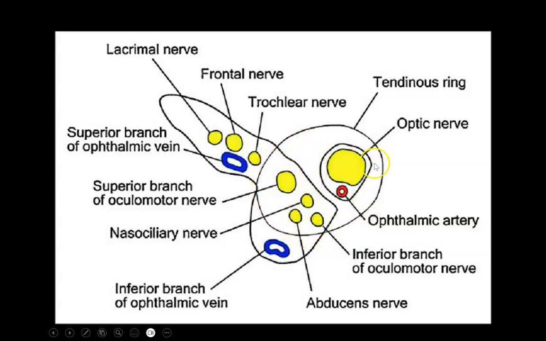It is intersected by a tendinous ring called the annulus of Zinn, which contains part of the superior orbital fissure called the oculomotor part, because it is carrying the superior and inferior branches of oculomotor, and the optic canal, optic foramen, optic nerve, which is surrounded by the annulus of Zinn, attached to it medially and superiorly, containing the optic nerve and the ophthalmic artery.